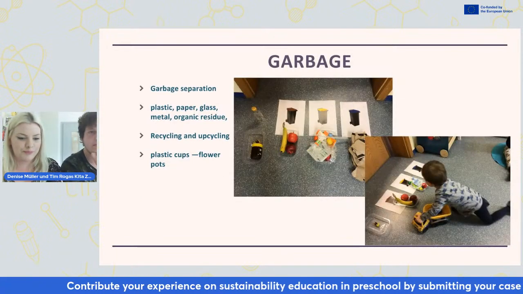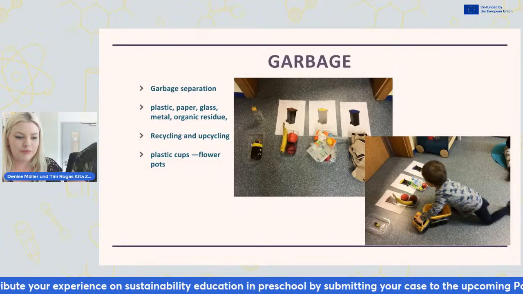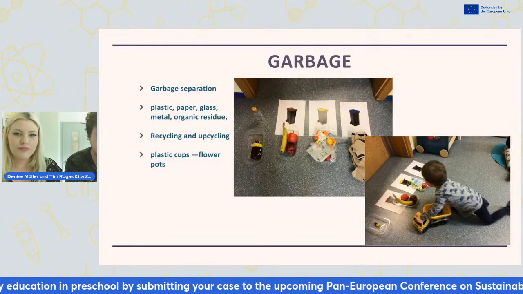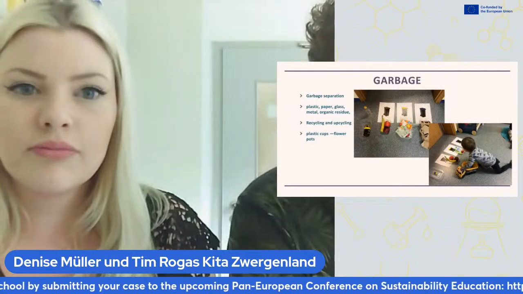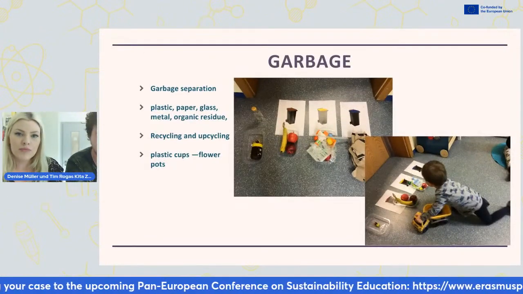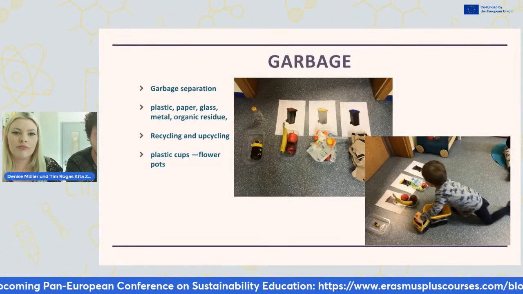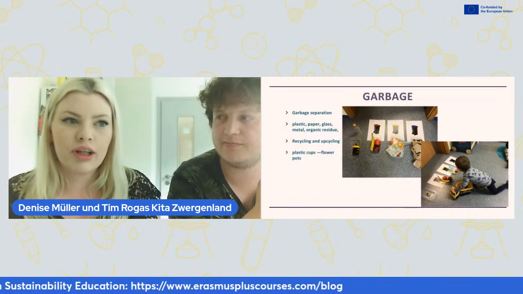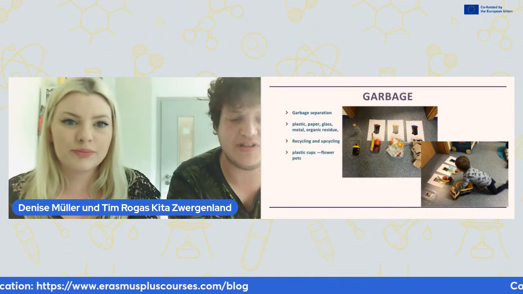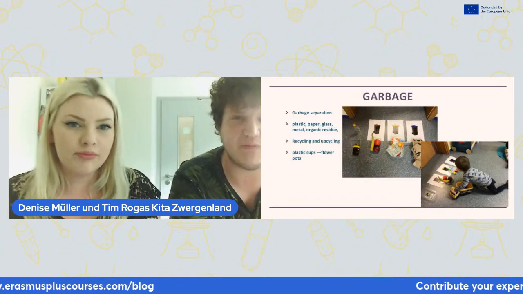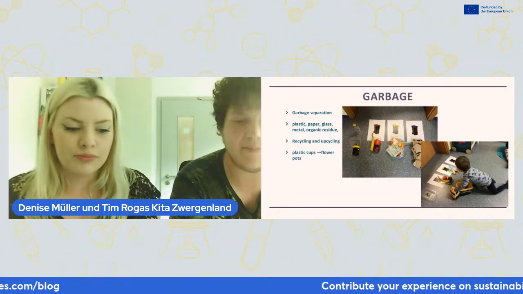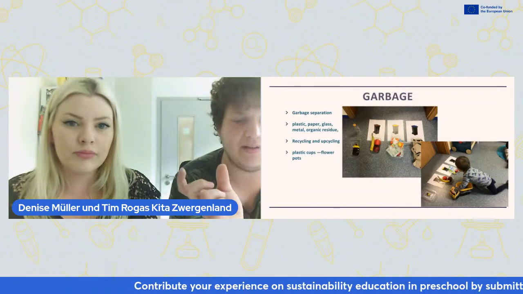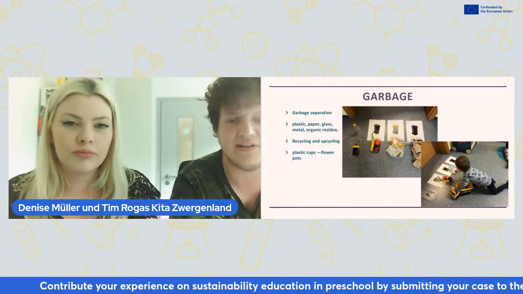Now, garbage is another big theme of this project. We separate the garbage into plastic or paper, glass, metal, or organic products, and then we think about recycling or upcycling it. For example, from a little yogurt cup we can make flower pots or other things.